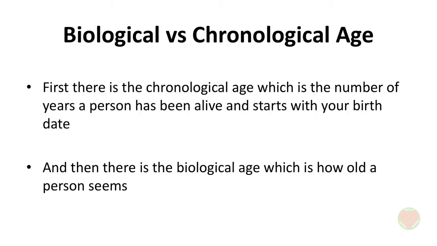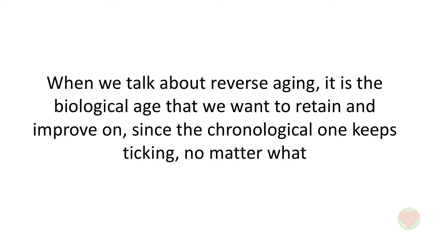Just to clarify things a bit, as humans, we have 2 different ages. First, there is the chronological age, which is the number of years a person has been alive and starts with your birth date. And then there is the biological age, which is how old a person seems. When we talk about reverse aging, it's the biological age that we want to retain and improve on, since the chronological one keeps ticking no matter what.